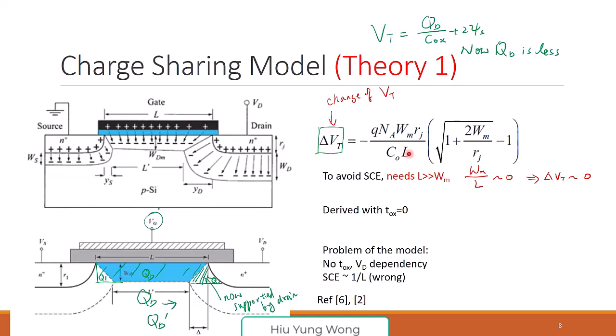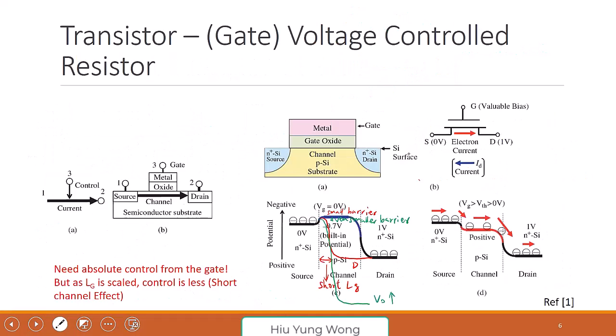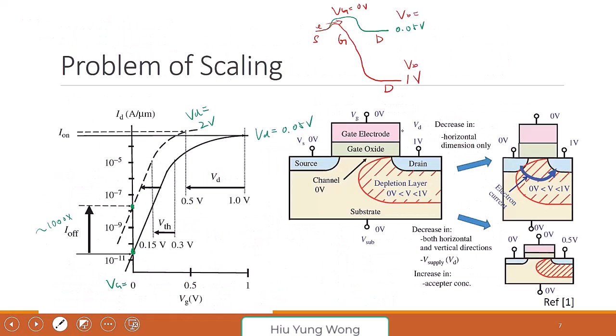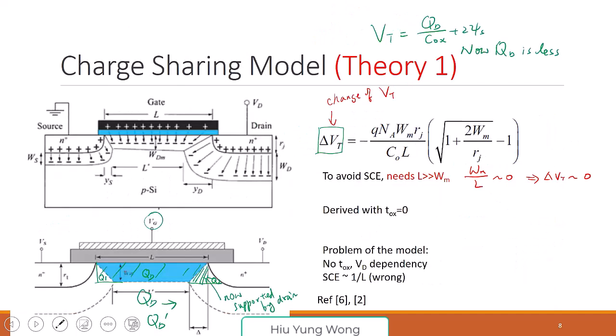But this gives one more insight. Before, we just said that I want the channel to be long. But how long? 1 kilometer? No. As long as it is longer than the depletion width, then it will be good. Okay? This is a very simple model, but very intuitive model, pretty useful model.